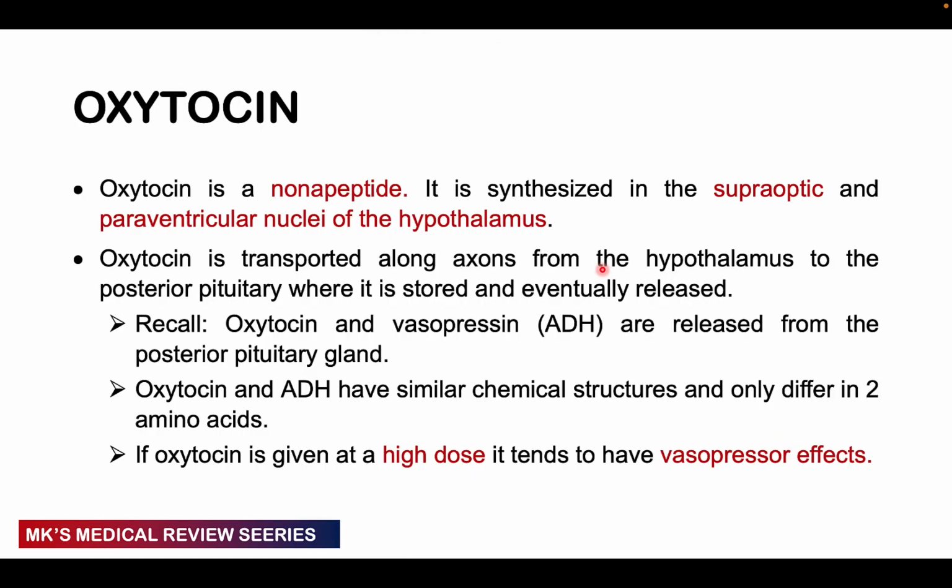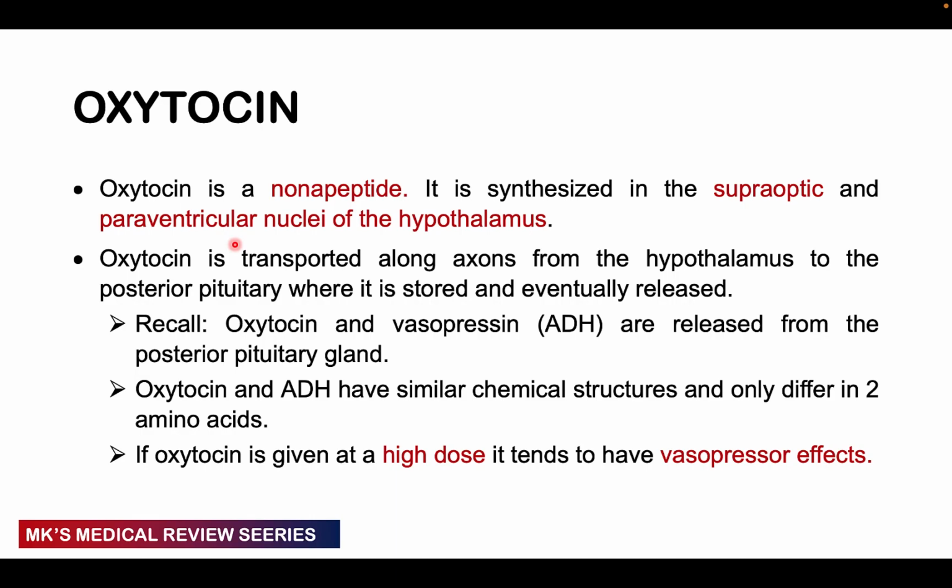So remember that oxytocin is just a nonapeptide, meaning it consists of 9 amino acids, that's going to be synthesized in the hypothalamus, predominantly in the supraoptic and paraventricular nuclei. It's going to be transported along these axons and it's going to be released from the posterior pituitary gland.